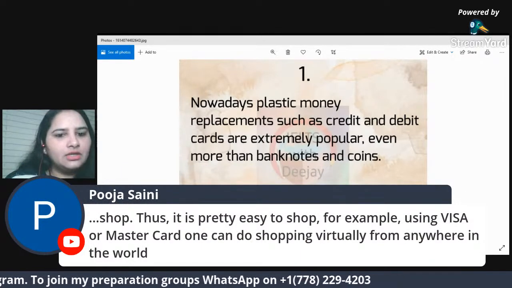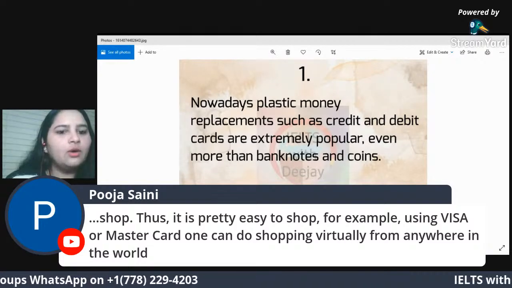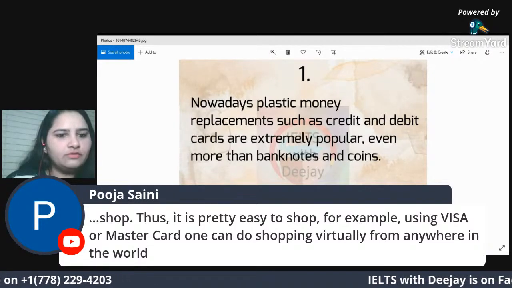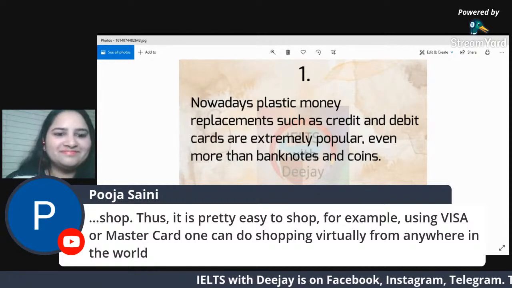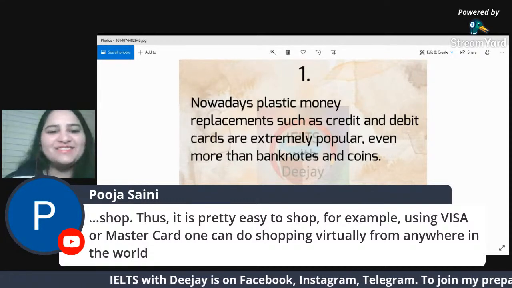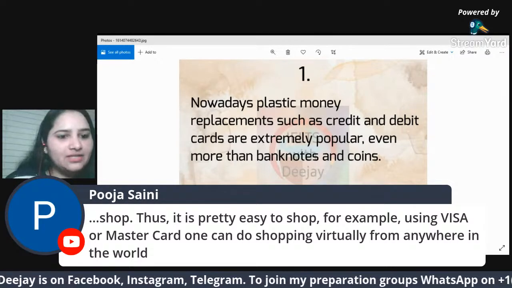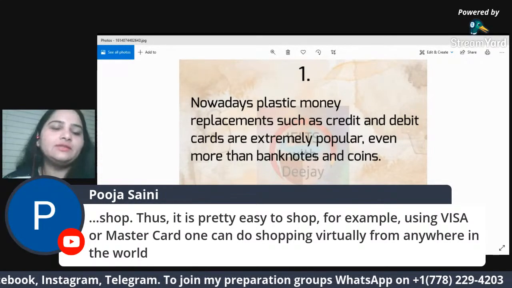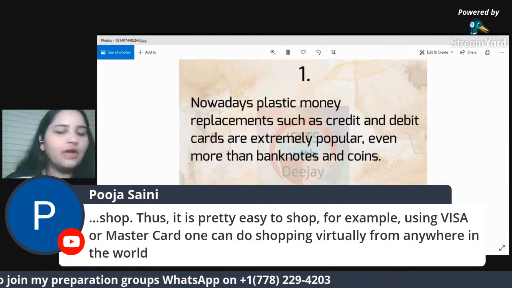Thus, it is pretty easy to shop. For example, using Visa or MasterCard, one can do shopping virtually from anywhere in the world. Great. This is what I'm saying. Yeah, this is the main thing because it has made shopping easy and hassle-free.